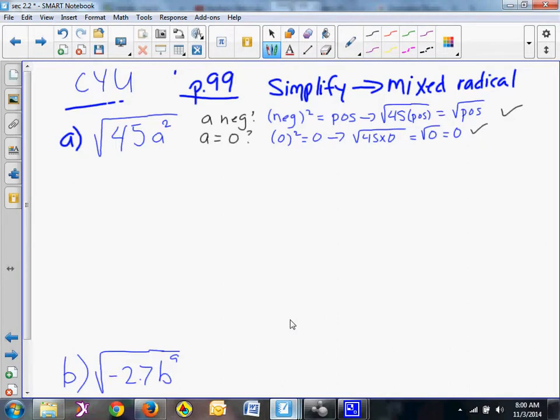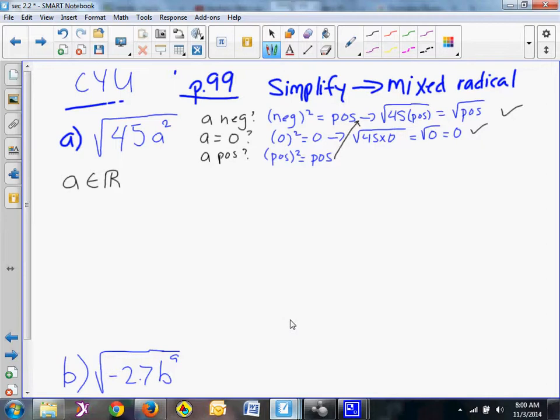Now we want to see if a can be positive. If we take a positive and we square it, we know that's positive, and it's going to follow the same steps as up here. So that means a can be negative, a can be 0, and a can be positive. When that happens, we say a belongs to the real numbers. So that's the first part of our answer.